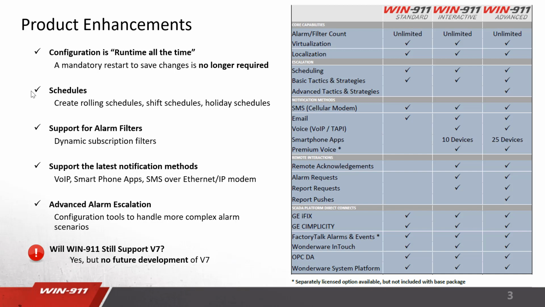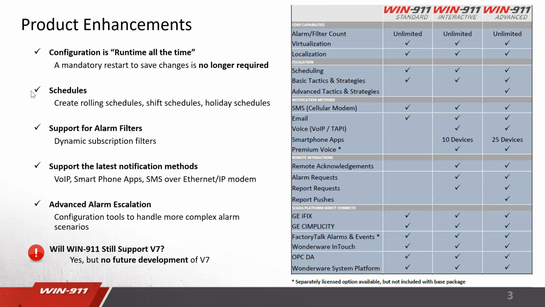The new product is supporting our latest new technologies for notifiers, including voice over IP, which is not available on version 7, and our new mobile app, as I mentioned in the agenda slide. We also have our advanced alarm escalation, which is a flowchart type of configuration, which is now available. So you can basically configure inside of WIN-911 something you would sketch up on a whiteboard. As a reminder, all of our future development will be done on our standard, interactive, and advanced license. We will continue to support version 7, but there's no future development available. And on the right here, there's a quick rundown of all the features available.